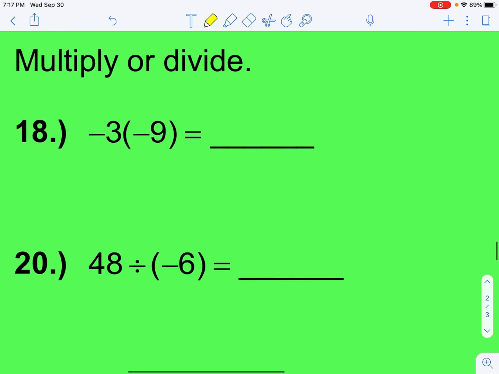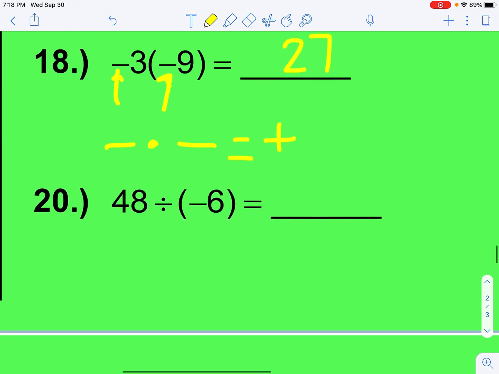Okay, so 3 times 9 gives me 27, taking a negative times a negative, which gives me a positive for an answer. So my answer is just 27. Number 20, I'm taking 48 divided by 6, which is 8, but I have a positive divided by a negative, which gives me a negative for an answer, so my answer is negative 8.